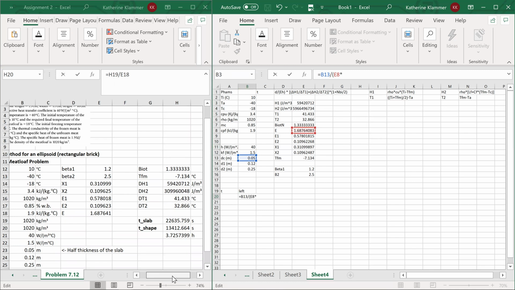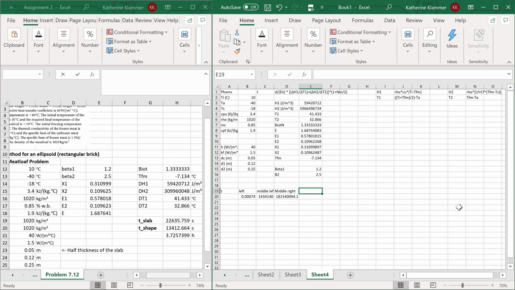That's a convective heat transfer, so that's there. Okay, so that's that, and then we have the middle. Since we have two parts in the middle, I'm going to say the middle left, and that's going to be equal to H1 divided by T1. And then we have middle right. That's going to be H2 divided by T2. And then we have the right, which is 1 plus the Biot number divided by 2.